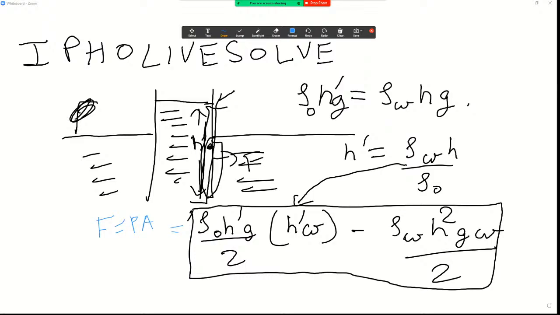Can anyone who is watching the live solve confirm this answer? Okay. No one's saying if it's correct or not, but I think it's correct. So we can just continue with the next part.